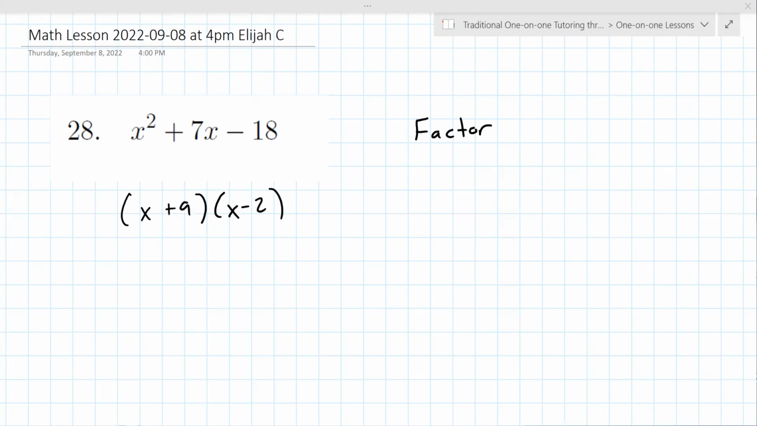Basically, it just comes down to how many numbers you have to go through to figure it out. All right, so just one more here. Give that one a try, please.